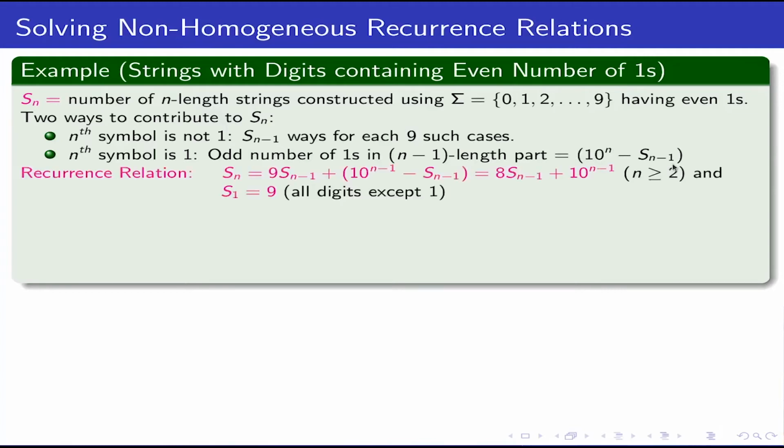string. So my total recurrence would be 9 such ways where the last symbol is not 1, and if the last symbol is 1, the number of ways I can construct strings with an odd number of ones in the n minus 1 length, which gives me 8 into S n minus 1 plus 10 to the power n minus 1. So this is my recurrence, which is obviously a first order recurrence and obviously it is non-homogeneous.